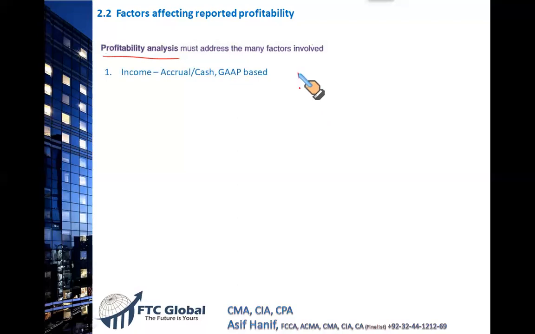and IFRS. US GAAP are the accounting standards that are used in the US, and IFRS are the accounting standards issued by the International Accounting Standards Board, used elsewhere in Pakistan, in the Middle East, in entire Europe. So both IFRS and US GAAP require financial statements to be prepared on accrual basis. Cash-based accounting is not permitted under both IFRS and US GAAP.